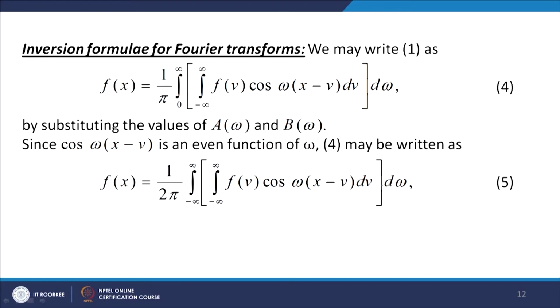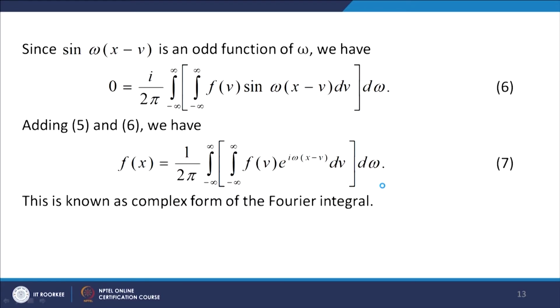Now, let us look at the fact that sin omega(x minus b) is an odd function of omega. So, if you calculate this integral over minus infinity to infinity of f(b) sin omega(x minus b) db d omega, then because this is an odd function, the integral over minus infinity to infinity with respect to omega will be 0. So, the whole thing will become 0. Multiplying by iota, 0 equals iota by 2 pi times this expression.